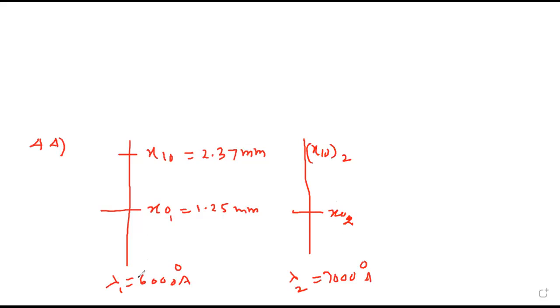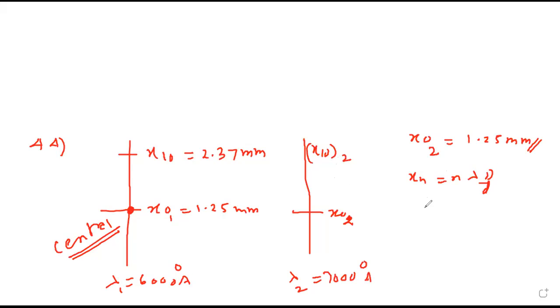First, see, the question is, when I use this wavelength 6000, I get the 0th order, meaning the central bright, at 1.25, and the 10th bright at 2.37. Does this central bright change its position? No, sir. So can I say even for the second wavelength, my central bright will be at 1.25 millimeter only? Now I have to find the 10th bright. What is the formula for the nth bright? Is it n lambda D by d? Correct. Yes, n.